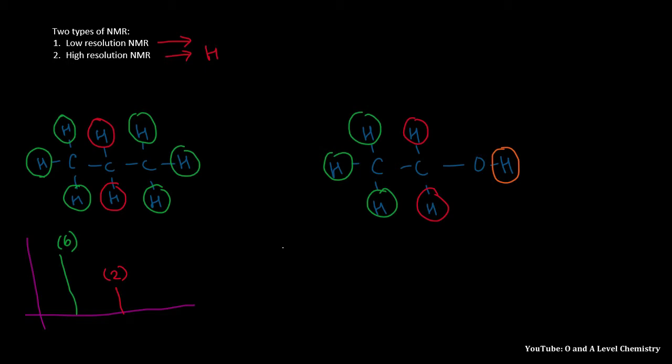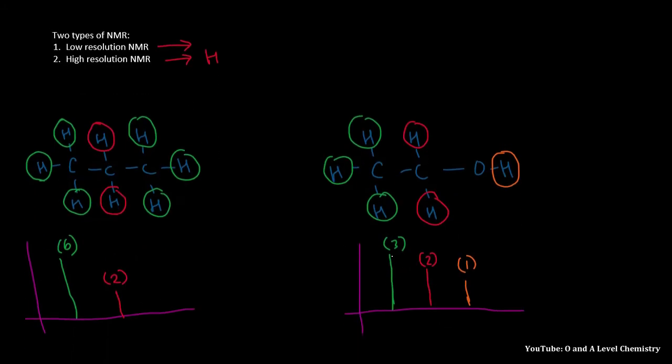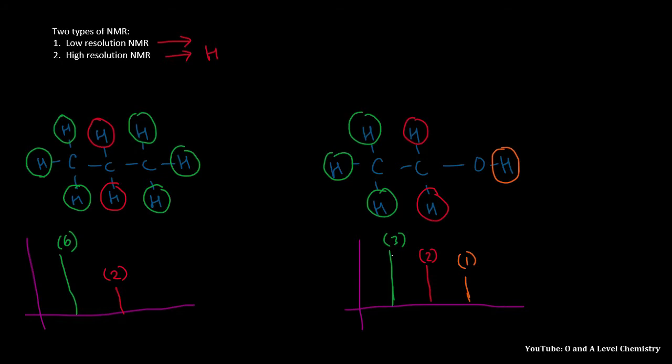So if we had an NMR peak for this molecule, we're gonna see a green peak that has a height of 3. Just imagine the height is 3. It's a relative height. And then we are going to have a red peak that is 2/3 of this, because of 2 hydrogens. And then we're going to have one small peak here for that OH hydrogen. So that's that. This is basically how low resolution NMR works. Low resolution NMR just tells you how many different hydrogen or proton environments there are.